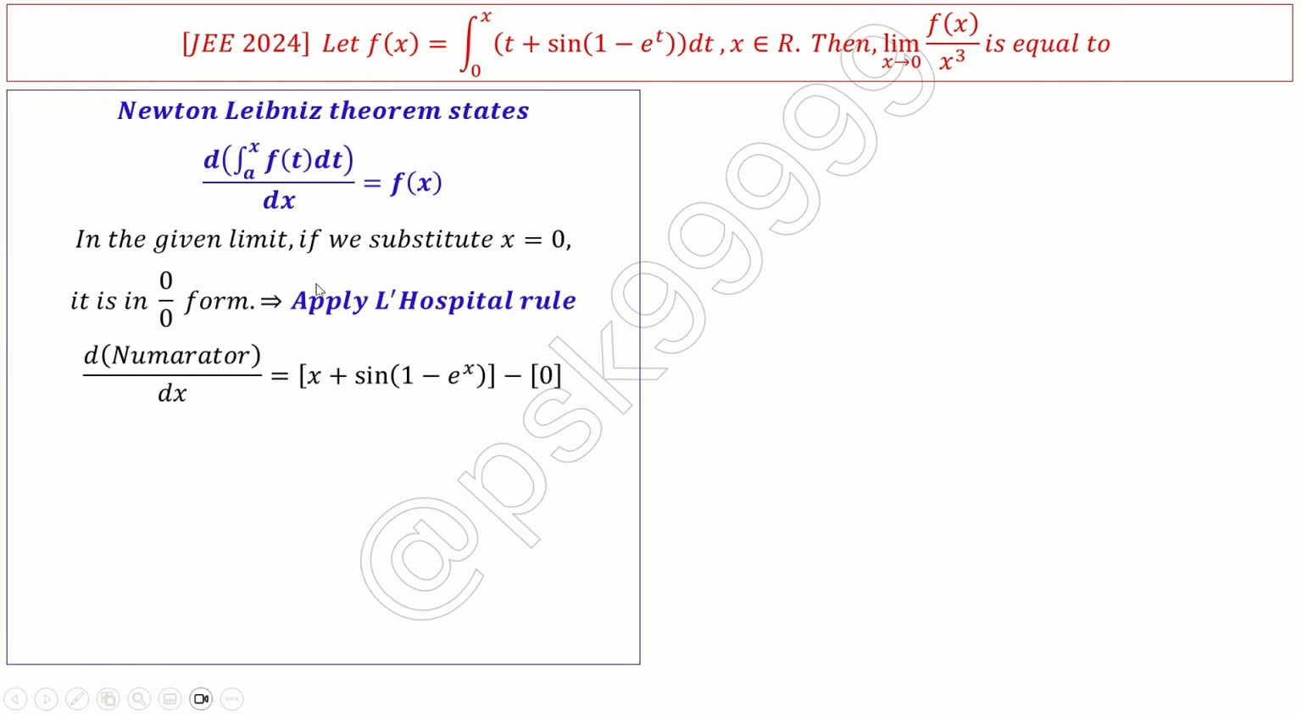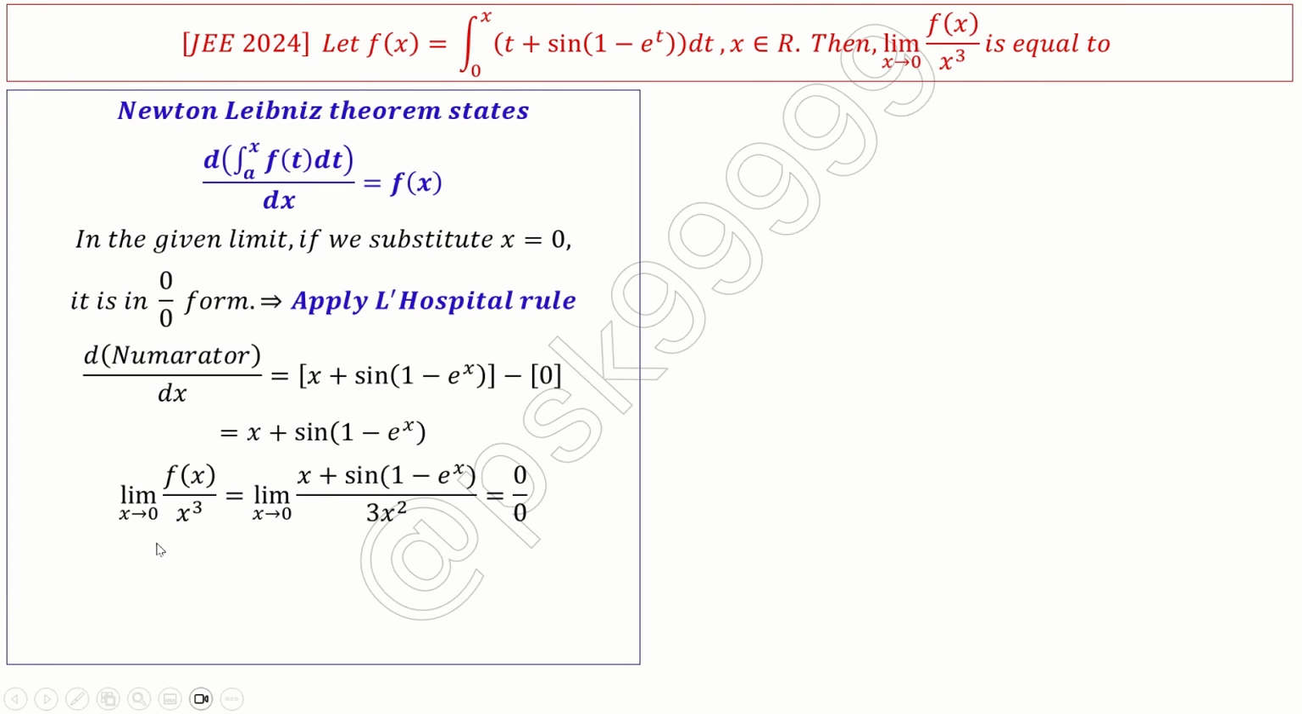If I apply the Newton-Leibniz formula, if I substitute x, it will become x plus sine of 1 minus e to the power of x. Minus, if I apply 0, it will become anyway 0. You can check here: 0 plus sine of 1 minus e to the power of 0, which is 1. So 1 minus 1 is 0. 0 plus sine of 0, which is 0. So this is 0, gone, right? So this is what it is basically. Numerator is only this one, which is here x plus sine of 1 minus e to the power of x.